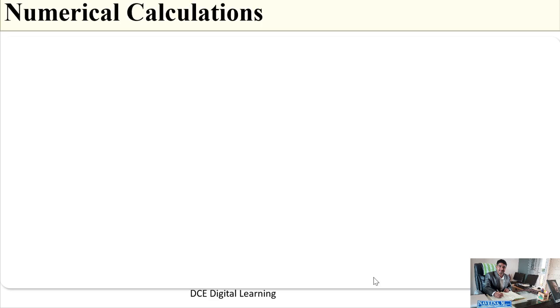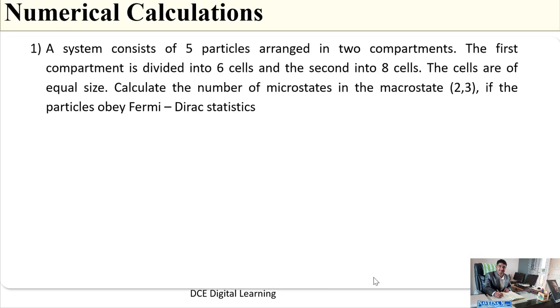Now the first problem is like this. A system consists of 5 particles arranged in 2 compartments. The first compartment is divided into 6 cells and the second into 8 cells. The cells are of equal size. Calculate the number of microstates in the macrostate (2, 3) if the particles obey Fermi-Dirac statistics. Please follow the tips which I have given earlier to solve the problem.